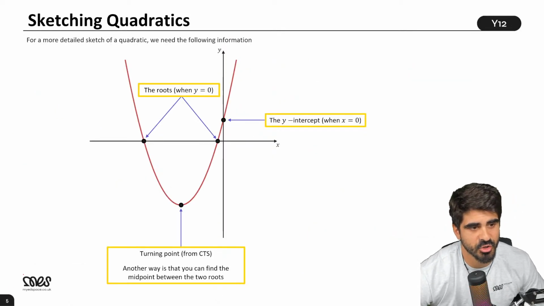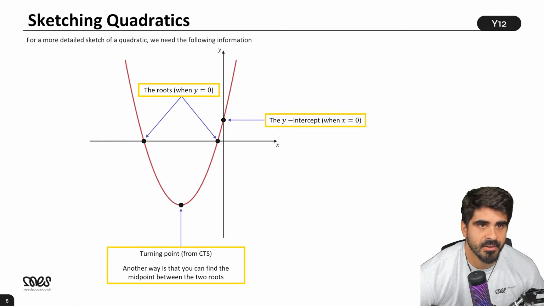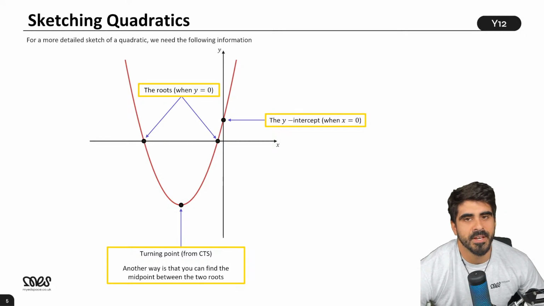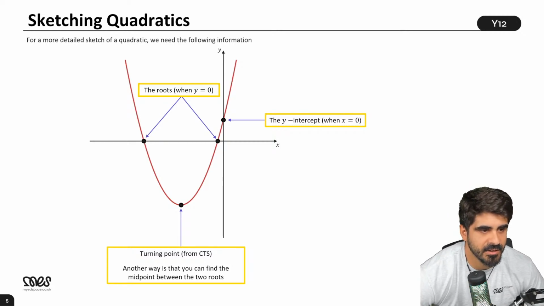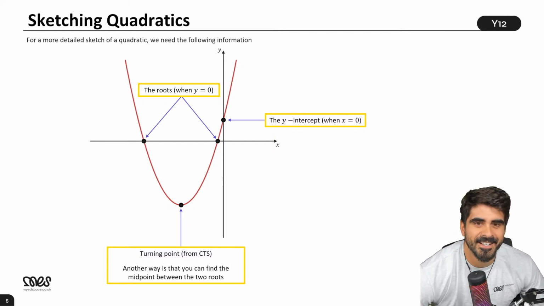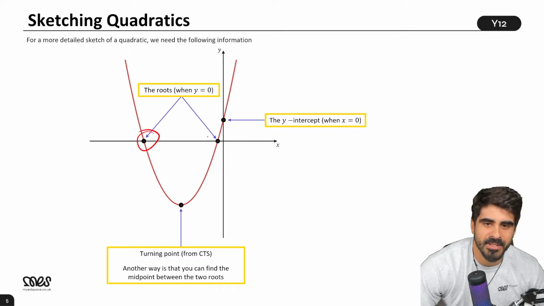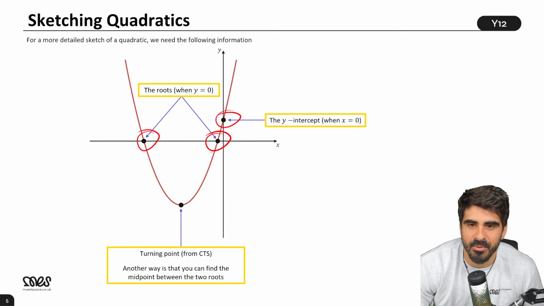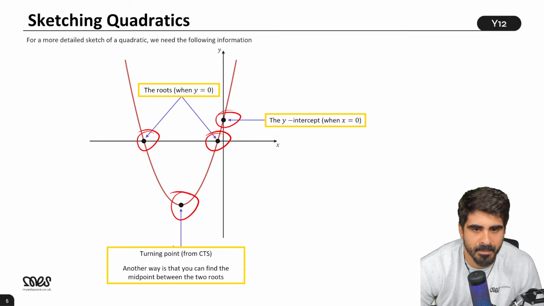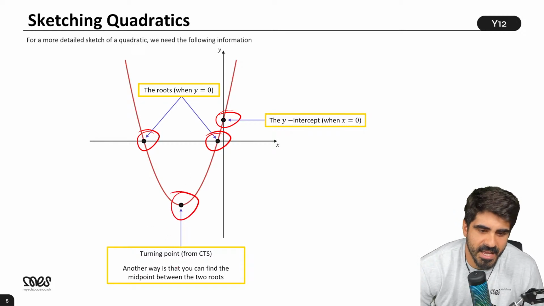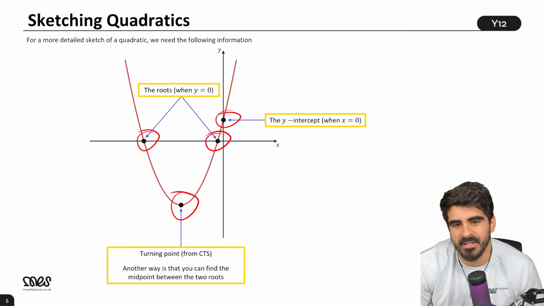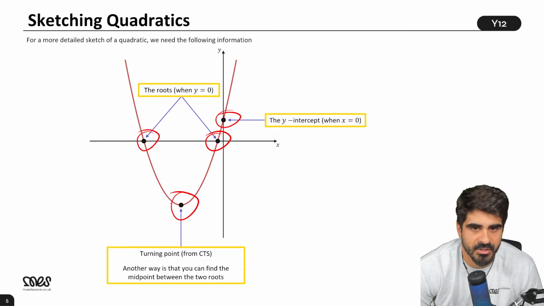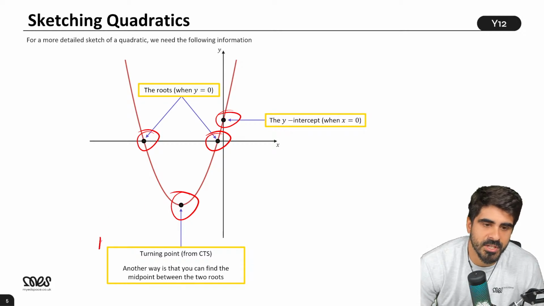So when sketching quadratics, for a more detailed sketch of a quadratic, we need the following information. Yeah. So we find the roots when y is 0. This is in no particular order, by the way. We find where it crosses the y-axis when x is 0. And we find the turning point by completing the square. Now, another way of doing that is you can find the midpoint between the two roots. But generally speaking, guys, we just like to complete the square first.